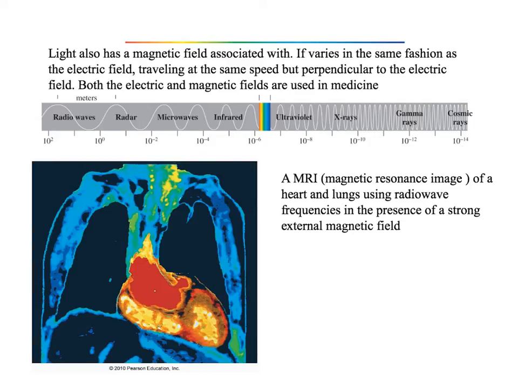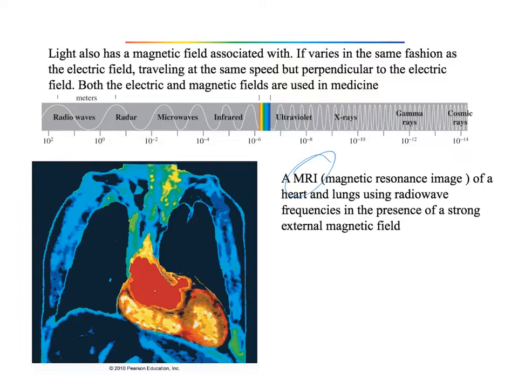Well, we're getting there. So light also has a magnetic field associated with it. You know about magnets, so that's what we're talking about here. It varies in the same fashion as the electric field, traveling at the same speed but perpendicular to the electric field. Both the electric and magnetic fields are used in medicine. Most of you want to be in medicine? Well, this is your first introduction into this. How about MRI? Have you heard of that before? Well, MRI stands for magnetic resonance imaging.